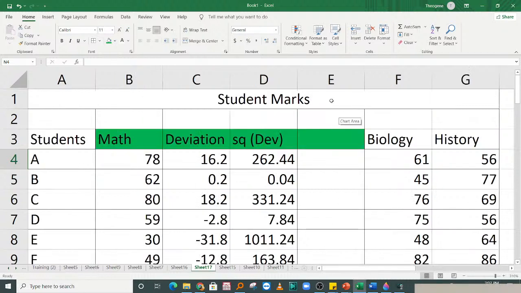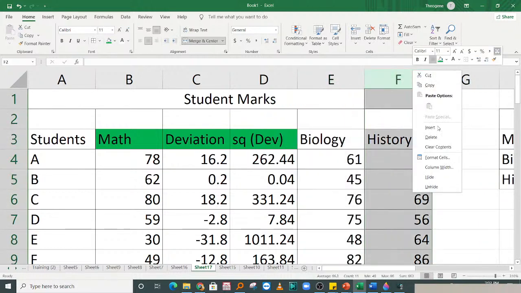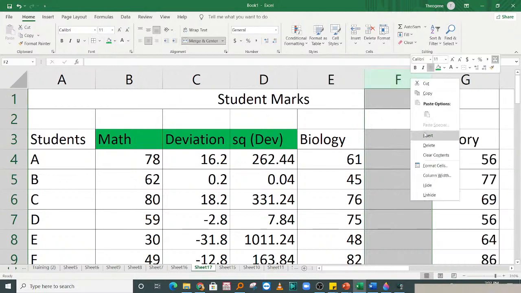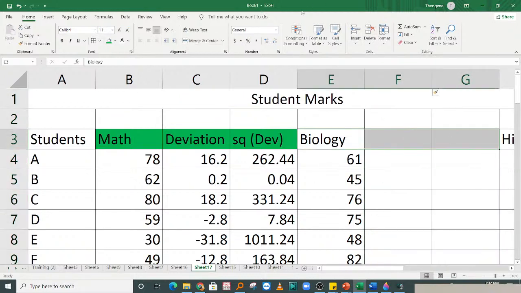So let us go to the standard deviation of biology marks. Okay, let's change the color to this.